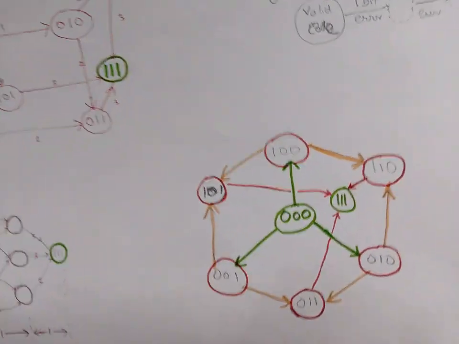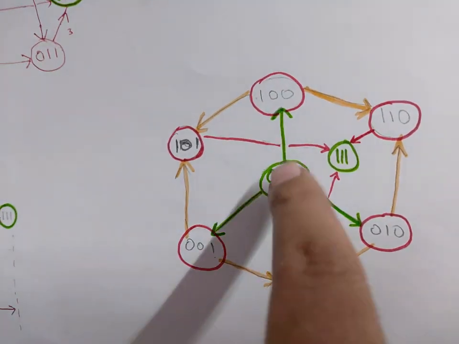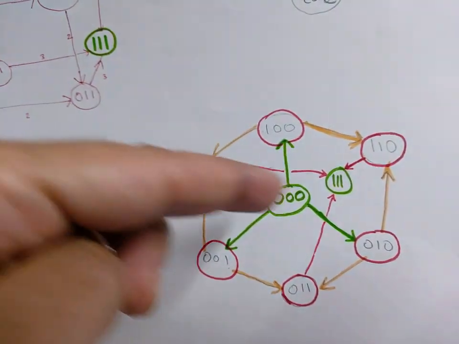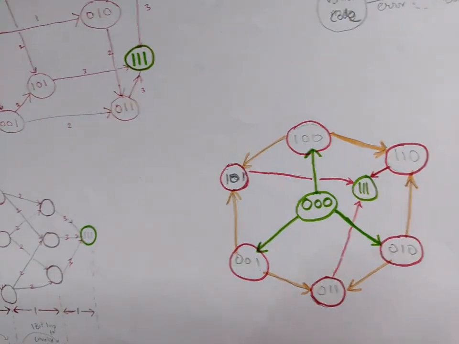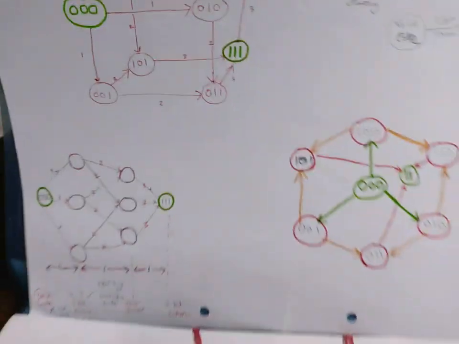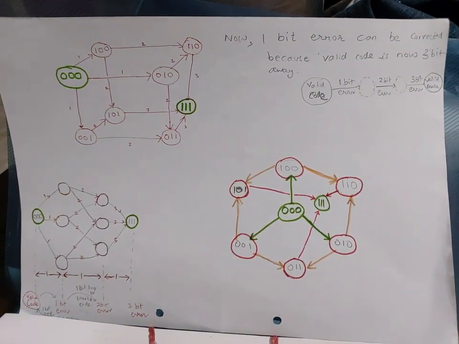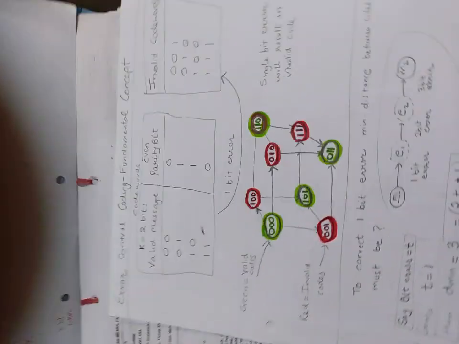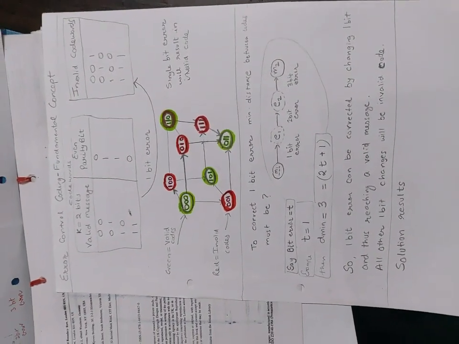So if you have a visualization in 3D, you can see that this can go to 3 places, then further these can go to 2 places, then they can reach the other code word. There is sufficient space between the 2 valid code words, and a 1-bit error can be corrected. So this is the single fundamental concept of error correction.